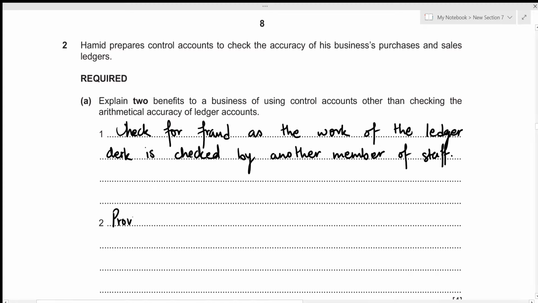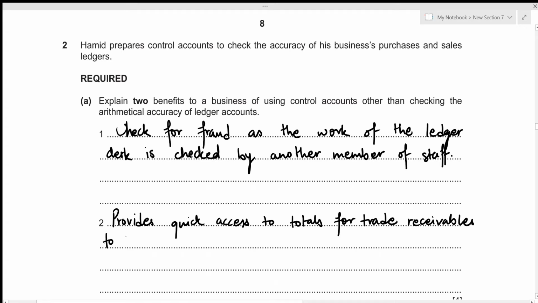Provides quick access to totals for trade receivables to facilitate preparation of financial statements.